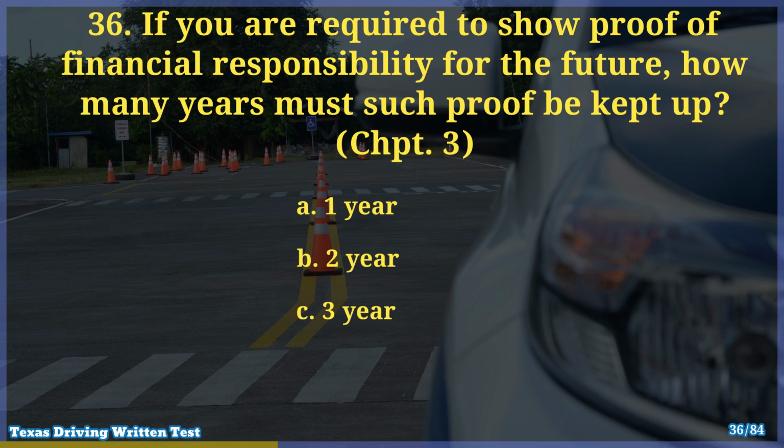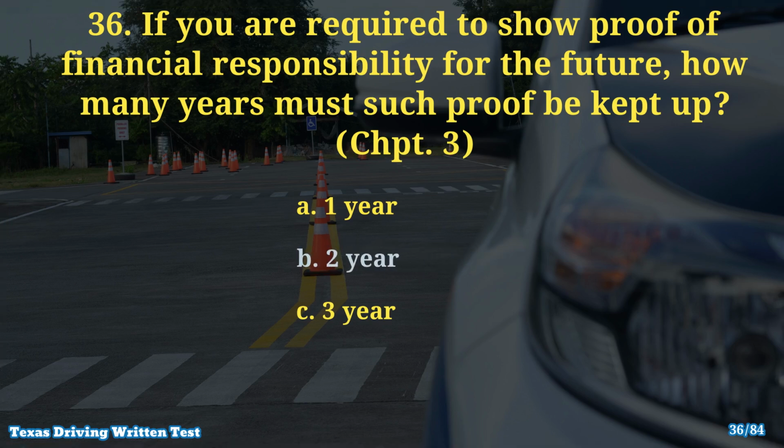36. If you are required to show proof of financial responsibility for the future, how many years must such proof be kept up? A. 1 year. B. 2 years. C. 3 years. Answer is B. 2 years.